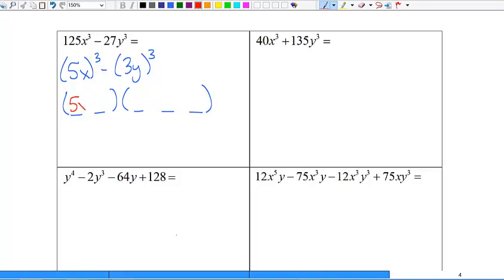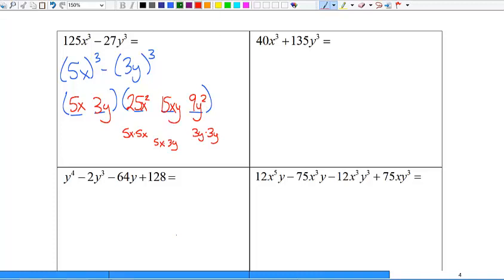On the binomial, the 5x and the 3y just slide in. On the trinomial, I have to take 5x times itself, 5x, for the first term, 3y times itself, 3y, on the second term, and in the middle I have one of each. So 5x times 5x is 25x squared. 5x times 3y is 15xy, and then 3y times 3y is 9y squared.